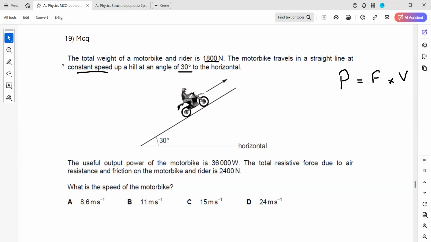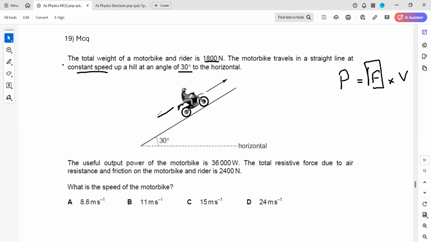Yes, it is a constant speed, so definitely no resultant force. But remember, when we use the formula power is force into velocity, this force is not the resultant force. This is the force which we need to maintain a constant speed. This is actually the force of the engine to maintain that specific speed.